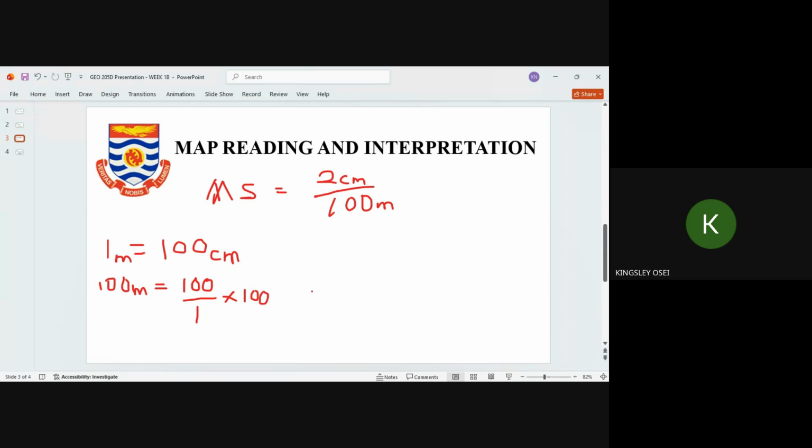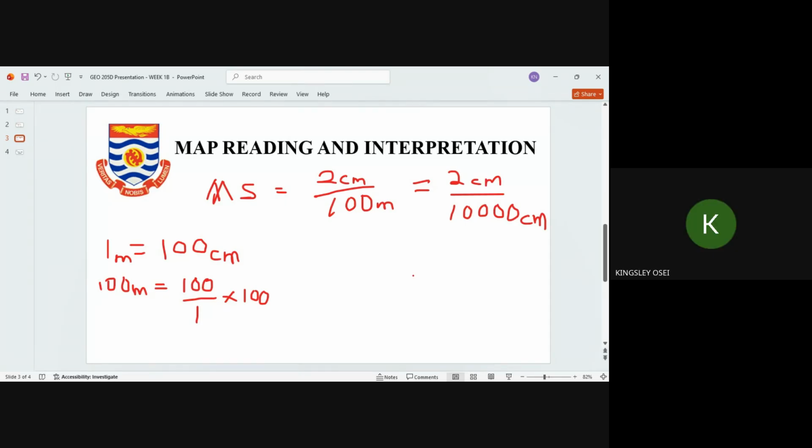So what happens to my 100 m? The expression now translates to 2 cm over 100 times another 100. The zeros will go to 4 from the 2. So 1 and then 4 zeros. Then the unit is no more m, it is cm. Are we there? Yes, we are.